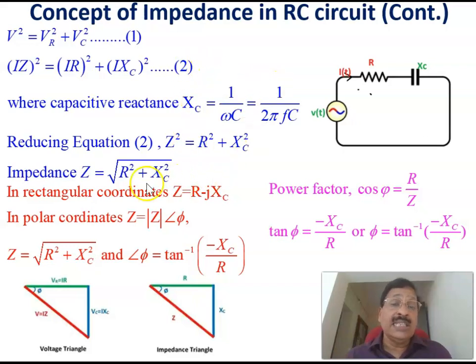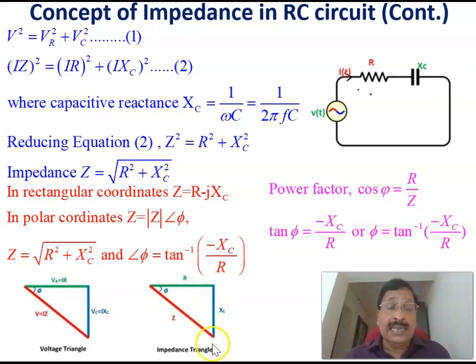Again, the impedance equation in this case, for an RC circuit, the magnitude of the impedance equals the square root of R square plus XC square. In rectangular coordinates, it is represented as Z equals R minus jXC. See, the impedance triangle is this one. This is the resistance, this is the capacitive reactance, and this is the total impedance.